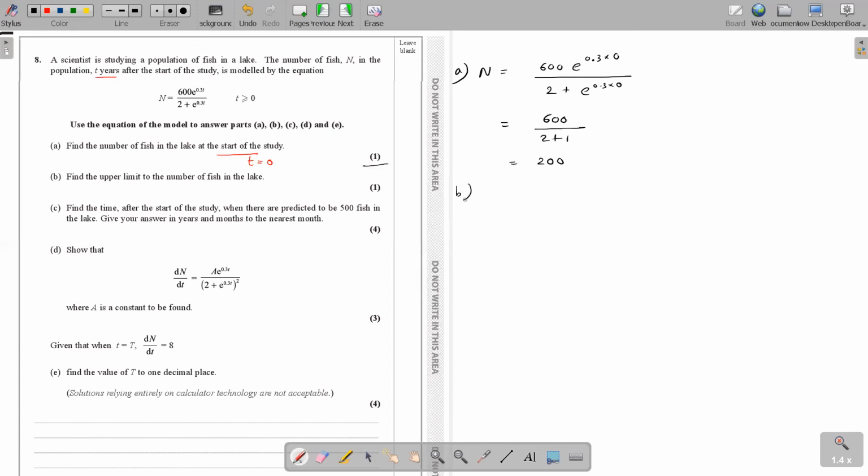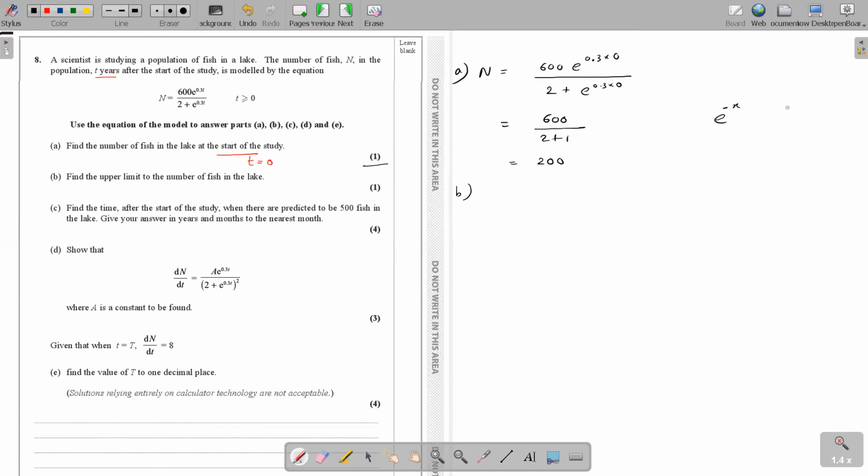Part B. Find the upper limit of the number of fish in the lake. So the upper limit. How do we find the upper limit to the number of fish in the lake? For this, you do need to think a little bit. The rule here we use for exponentials is the e to the power negative x graph.